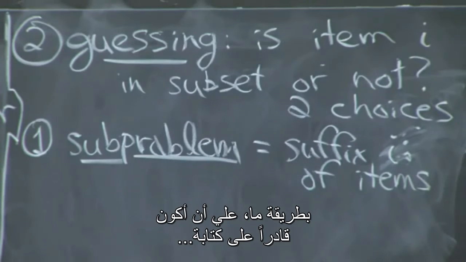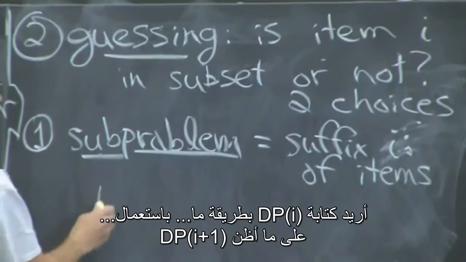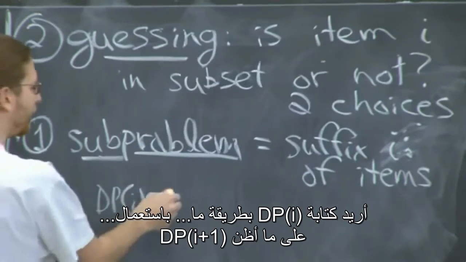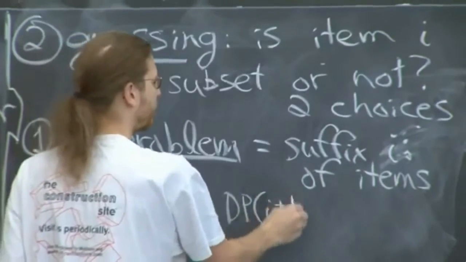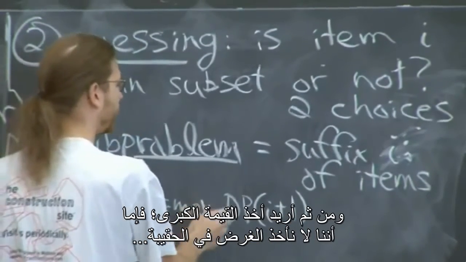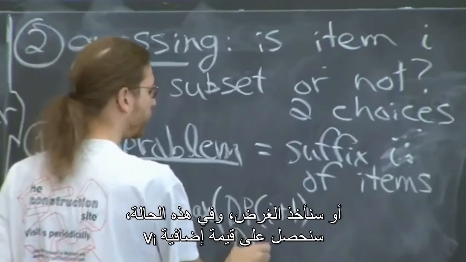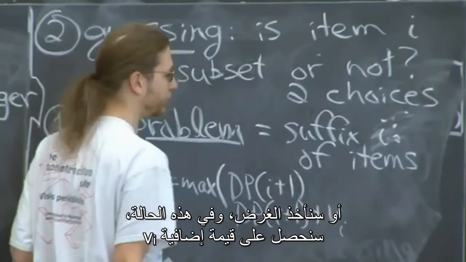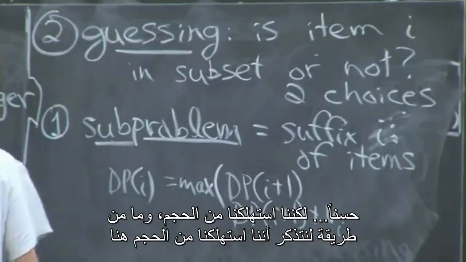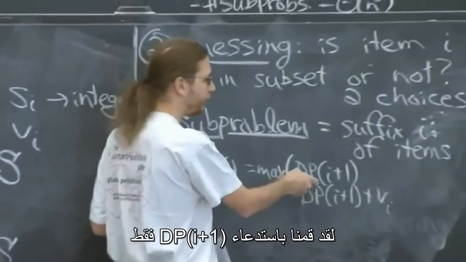Somehow, I need to be able to write, and this is what's actually impossible if I choose this as my subproblem, dp of I somehow in terms of, I guess, dp of I plus 1. And we'd like to do max. Either we don't put it in, in which case that's our value, or we put it in, in which case we get an additional vi in value. Okay, but we consume in size. And there's no way to remember that we've consumed the size here. We just call dp of I plus 1.